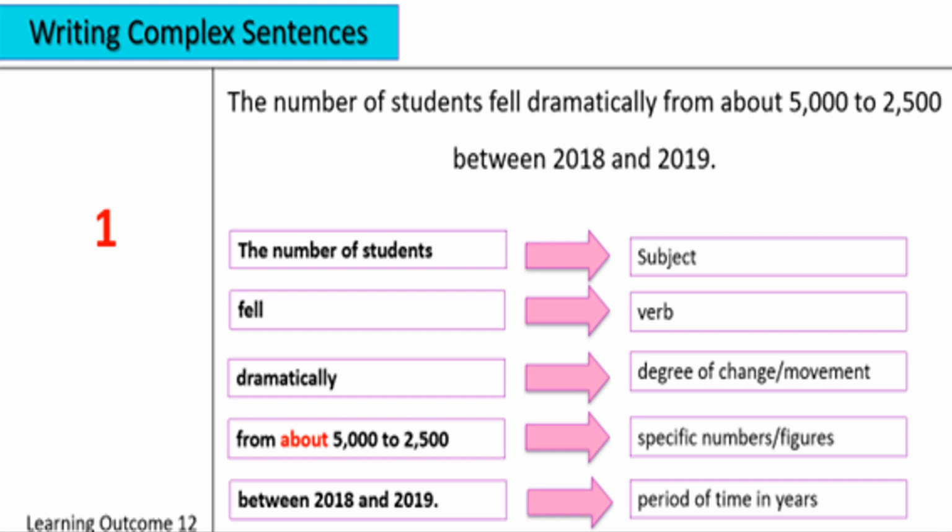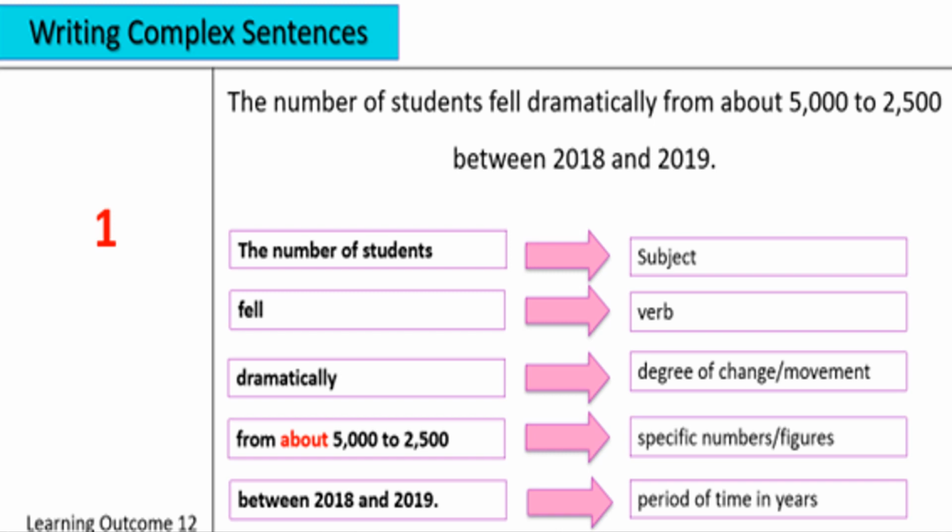This is the first sentence structure. You start your sentence with a subject followed by a verb and adverb. Adverb is nothing but the degree of change. Then number. From how much to how much change. How much it was previously and how much is the change now. And when. When did this happen? Including all this information is necessary to make it clear for the reader.